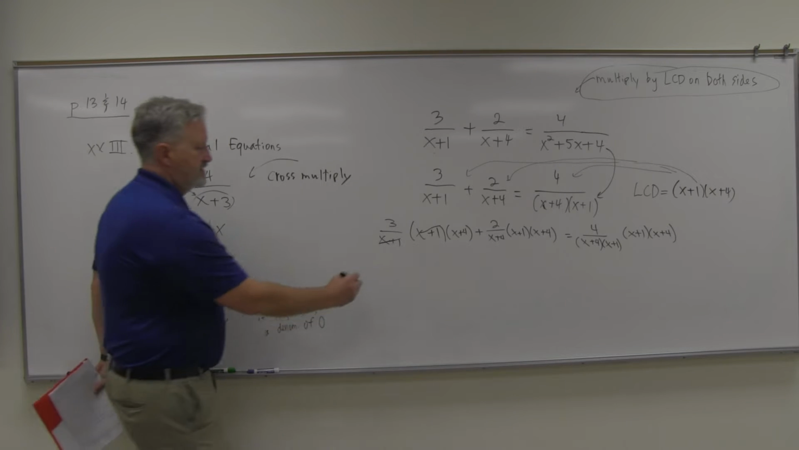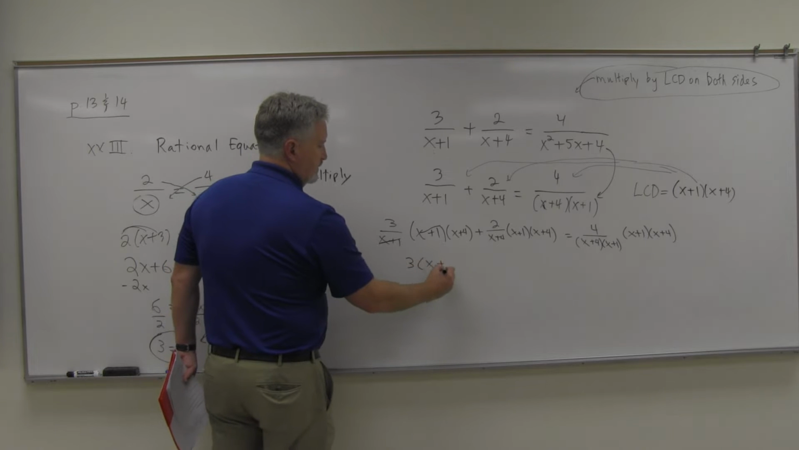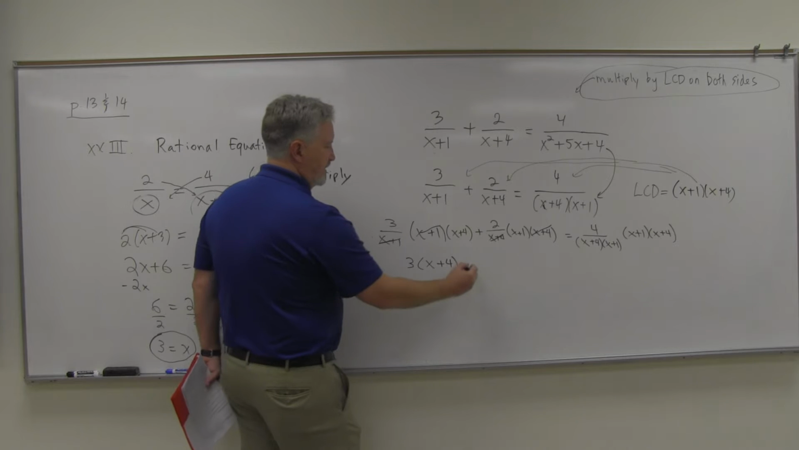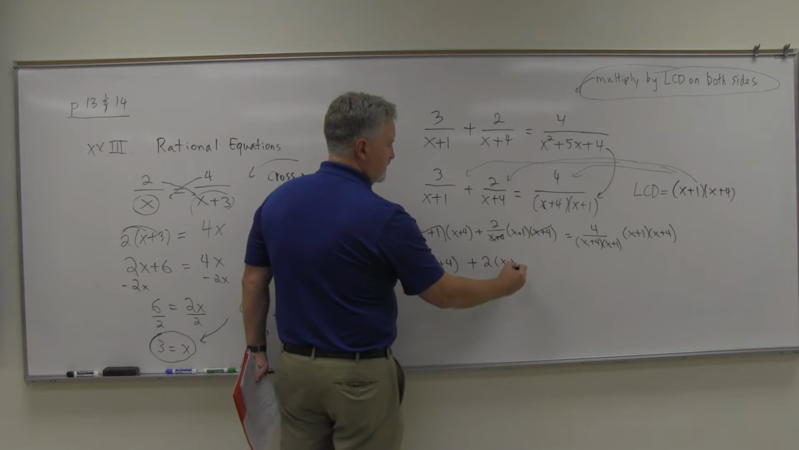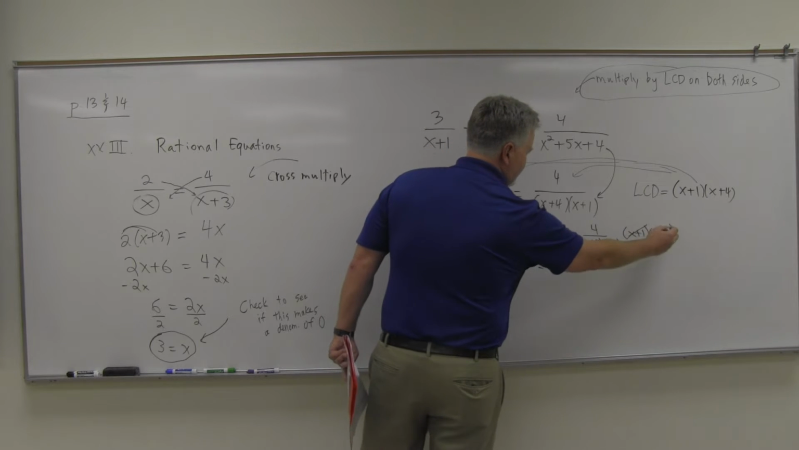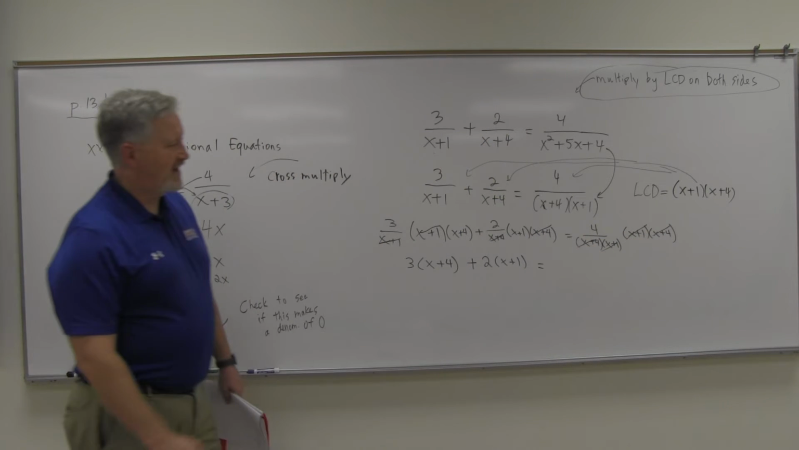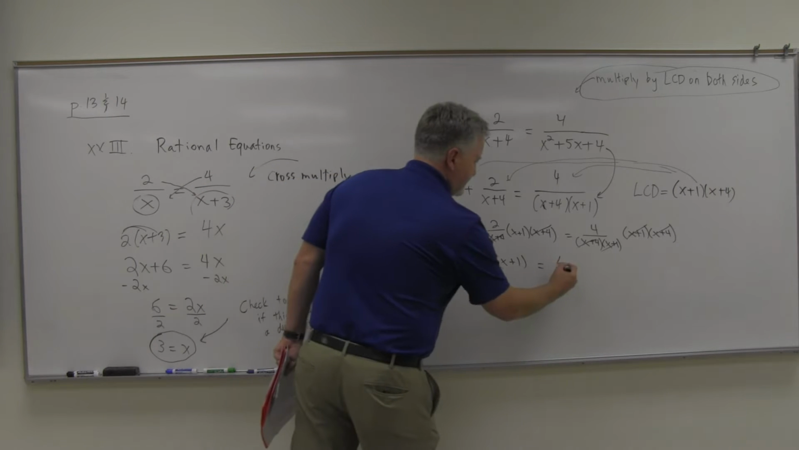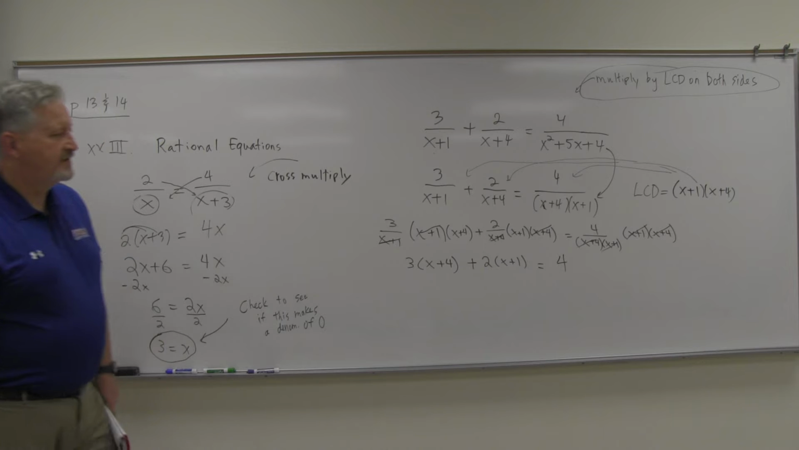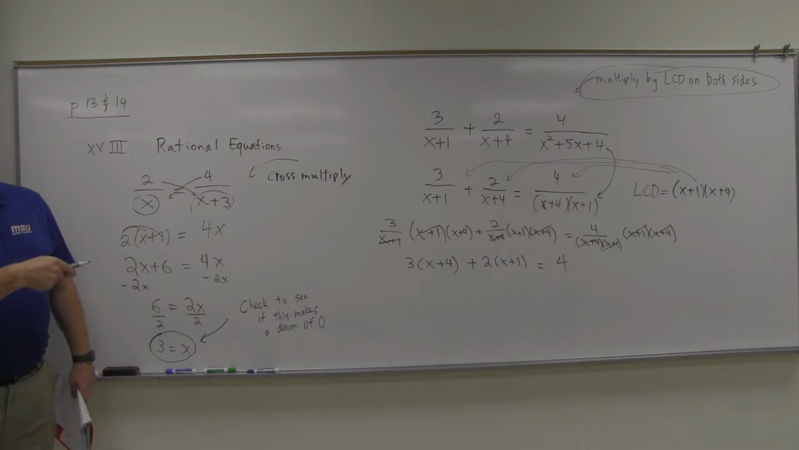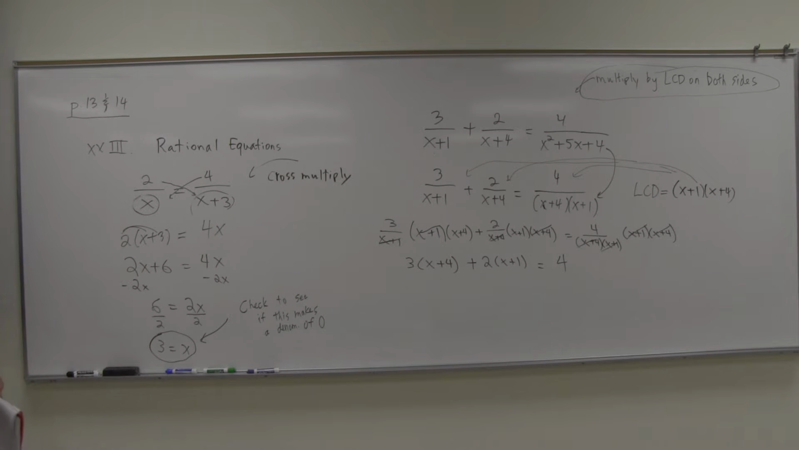And so we just have 3 times x plus 4. The x plus 4's cancel there, so we have 2 times x plus 1. And then really nice, in this case, the x plus 1 and the x plus 4 cancel out, and so we just have 4 on that side over there. Very similar to what we had previously, just a little bit longer.